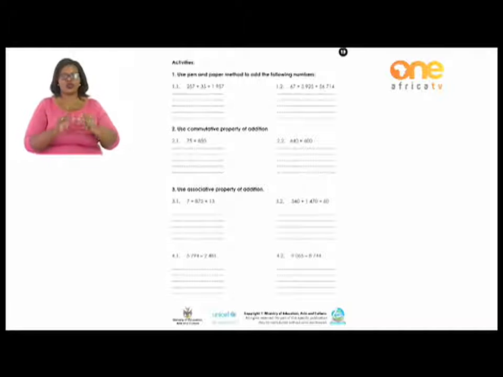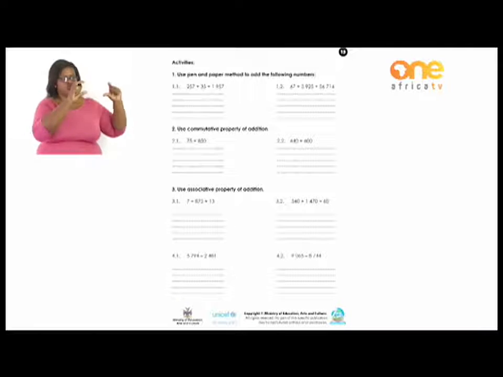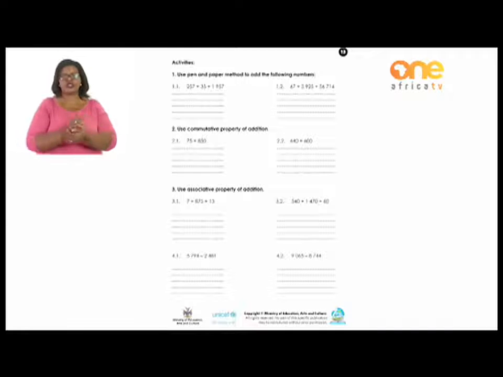Number 2, use the commutative property of addition. 2.1: 75 plus 850, and 2.2: 640 plus 600. Remember, apply the commutative property here, guys. Number 3, use the associative property of addition. 3.1: 7 plus 875 plus 13, and 3.2: 540 plus 1,470 plus 60. Here we apply the associative property.